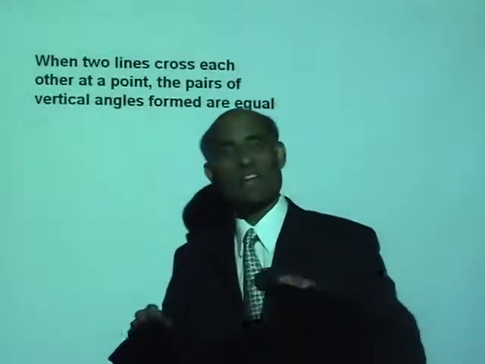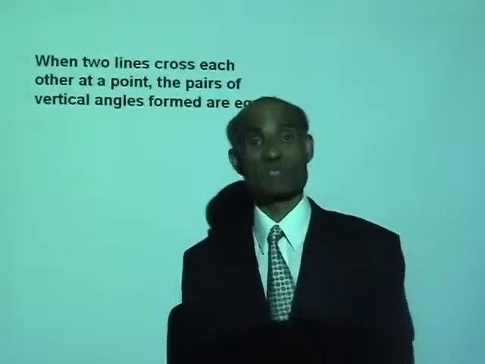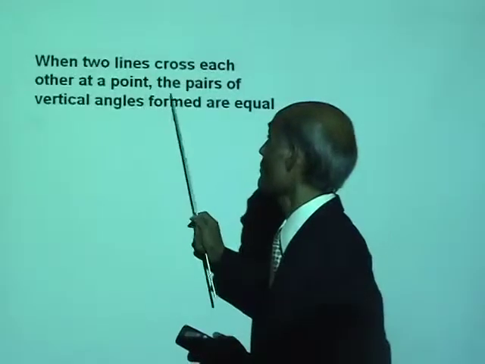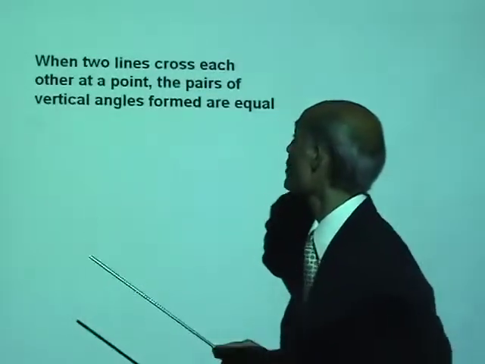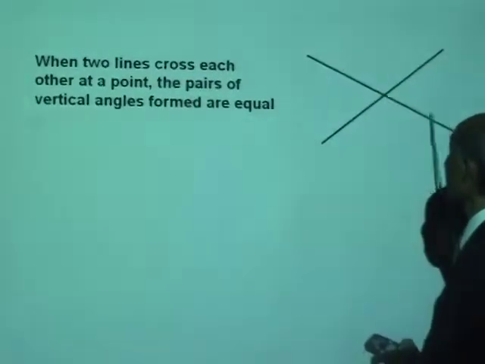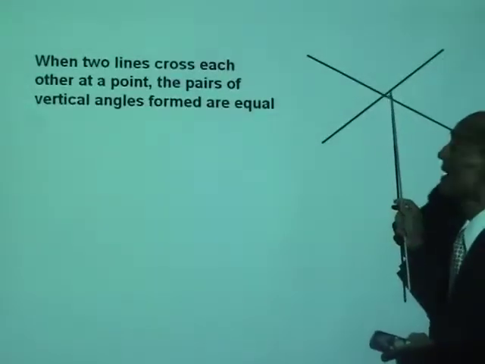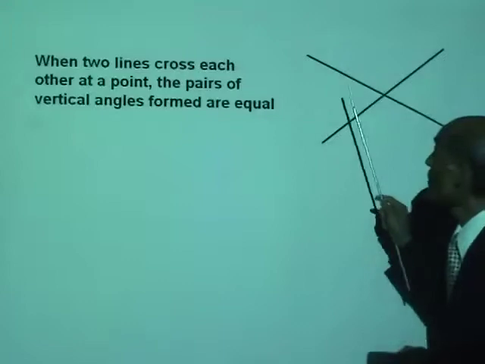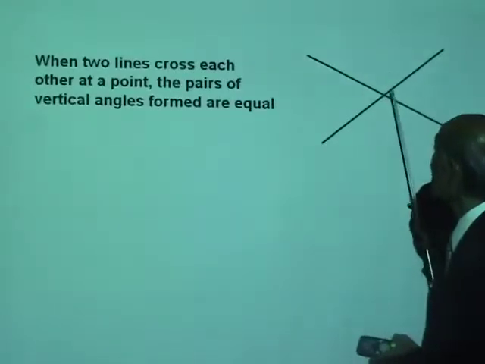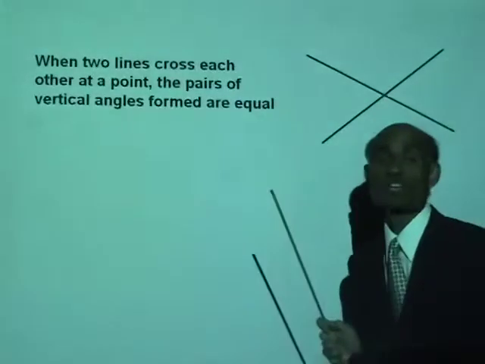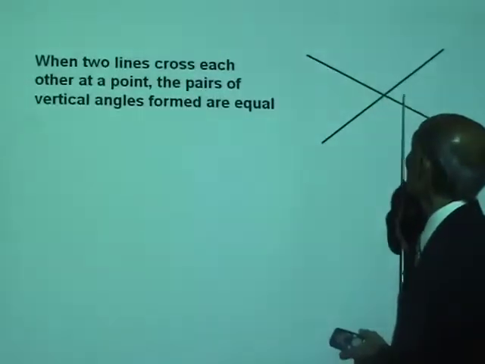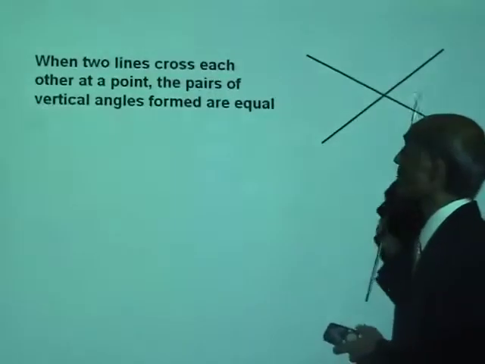Okay, let's look at another result in geometry that will be of use to us later on. When two lines cross each other at a point, the pairs of vertical angles formed are equal. Alright, let's look at two lines crossing each other at this point. Now, there is one pair of vertical angles here, another pair of vertical angles here. And what this says is that those vertical angles will be equal. This angle will be equal to this. Those vertical angles are equal.